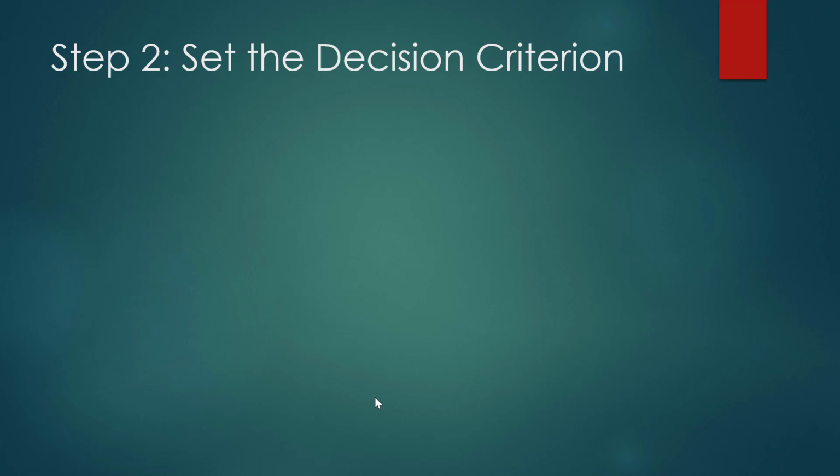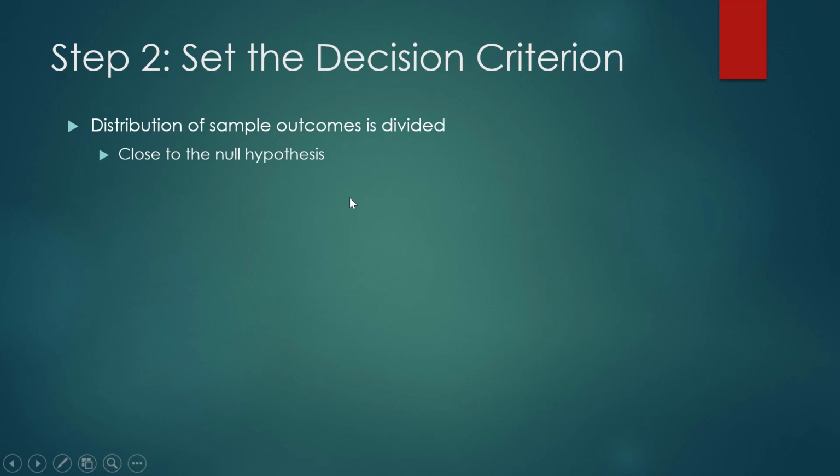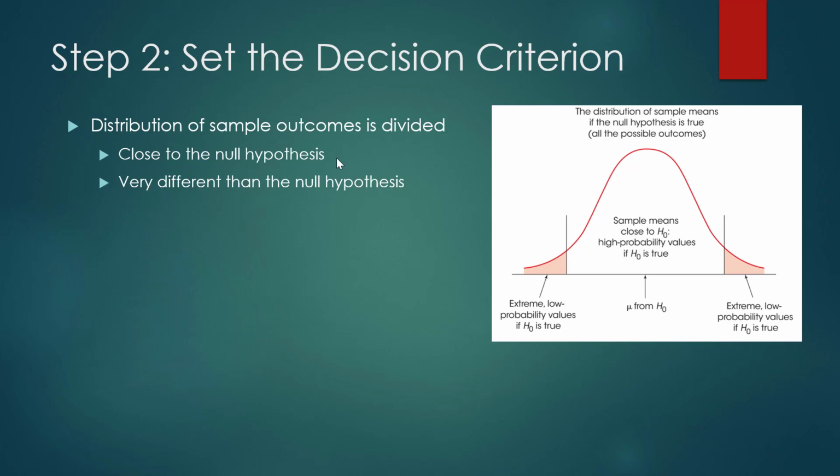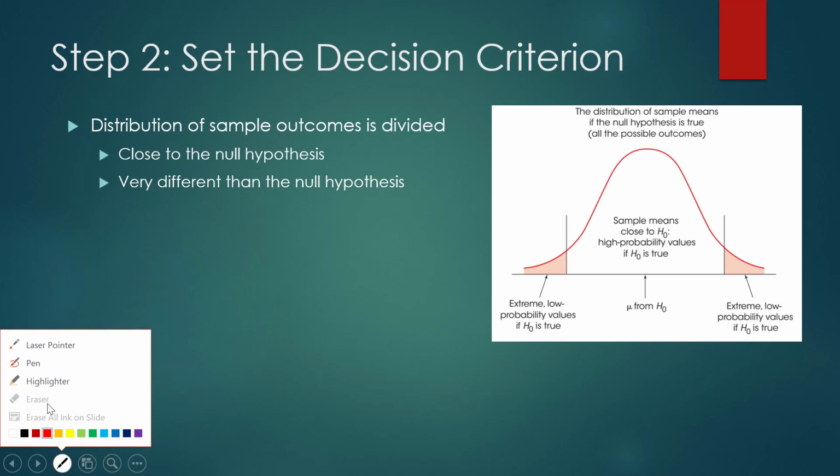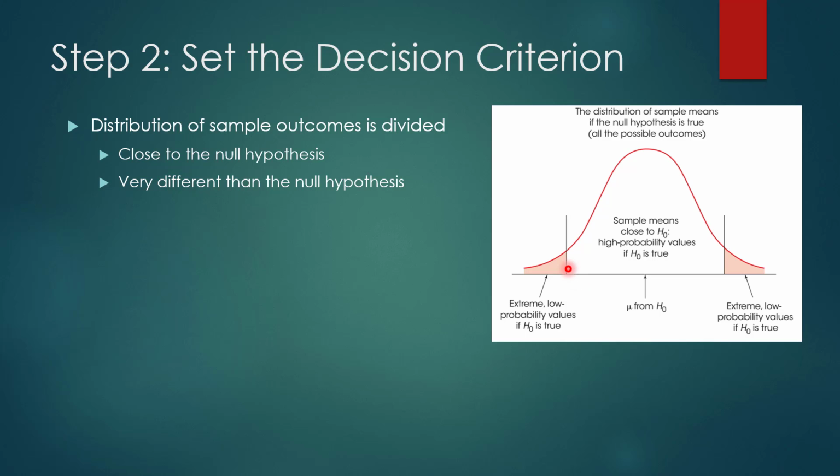So next we need to set the decision criterion. Now, when we do that, what we're going to see is the distribution of sample outcomes is divided. We have sample scores that are going to be close to the null hypothesis, and then we have those that are going to be very different from the null hypothesis. And so that's what you're seeing here. So you see these lines drawn here. We'll see that these lines are kind of arbitrary, but that's our decision criteria.